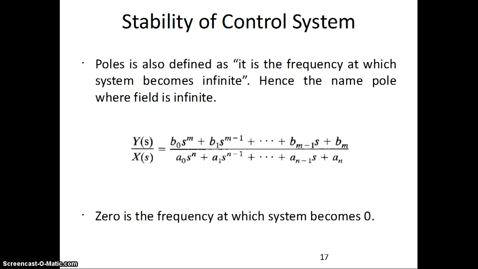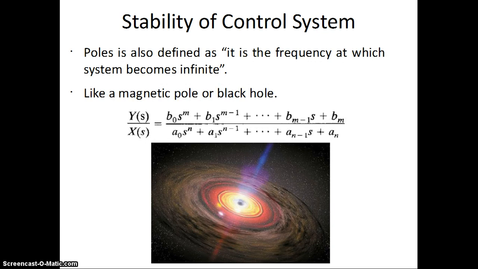Pole is also defined as the frequency at which the system becomes infinite, hence the name pole, like a magnetic pole or a black hole. Zero is the frequency at which the system becomes zero. So we can represent it as y of s by x of s.